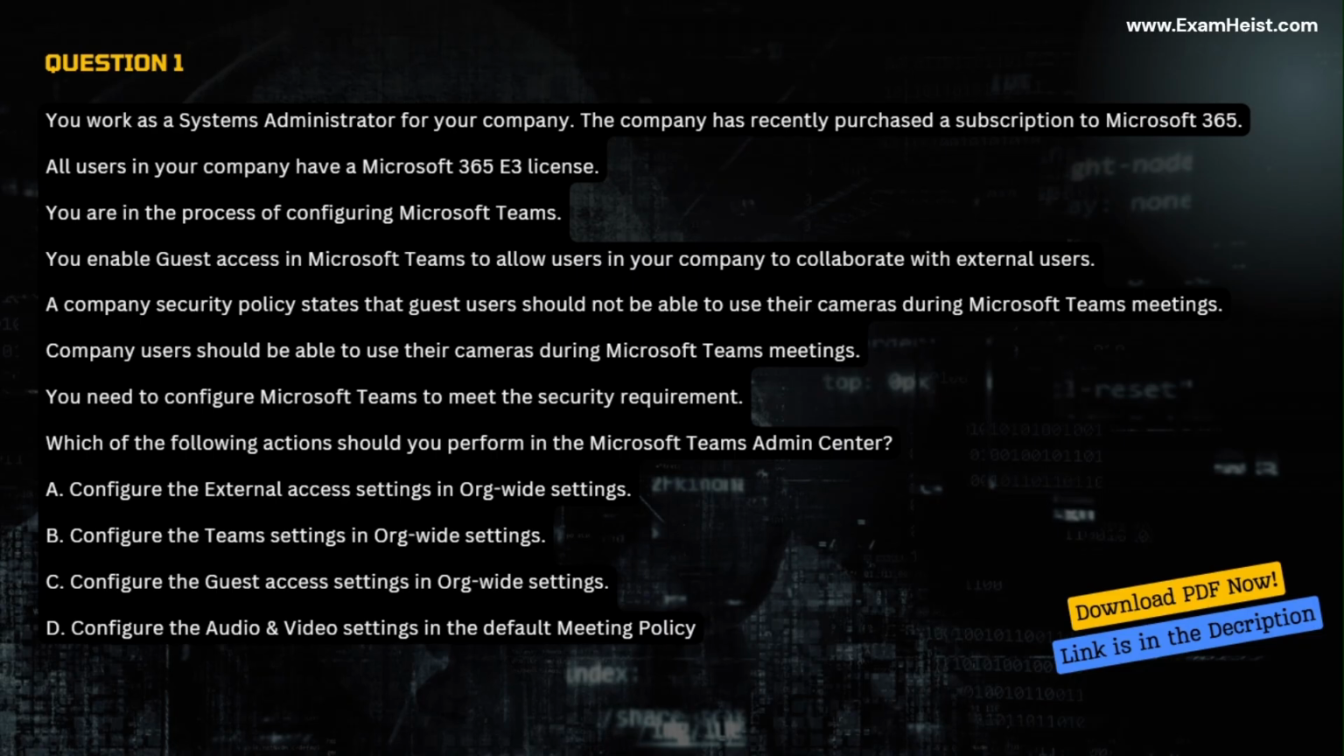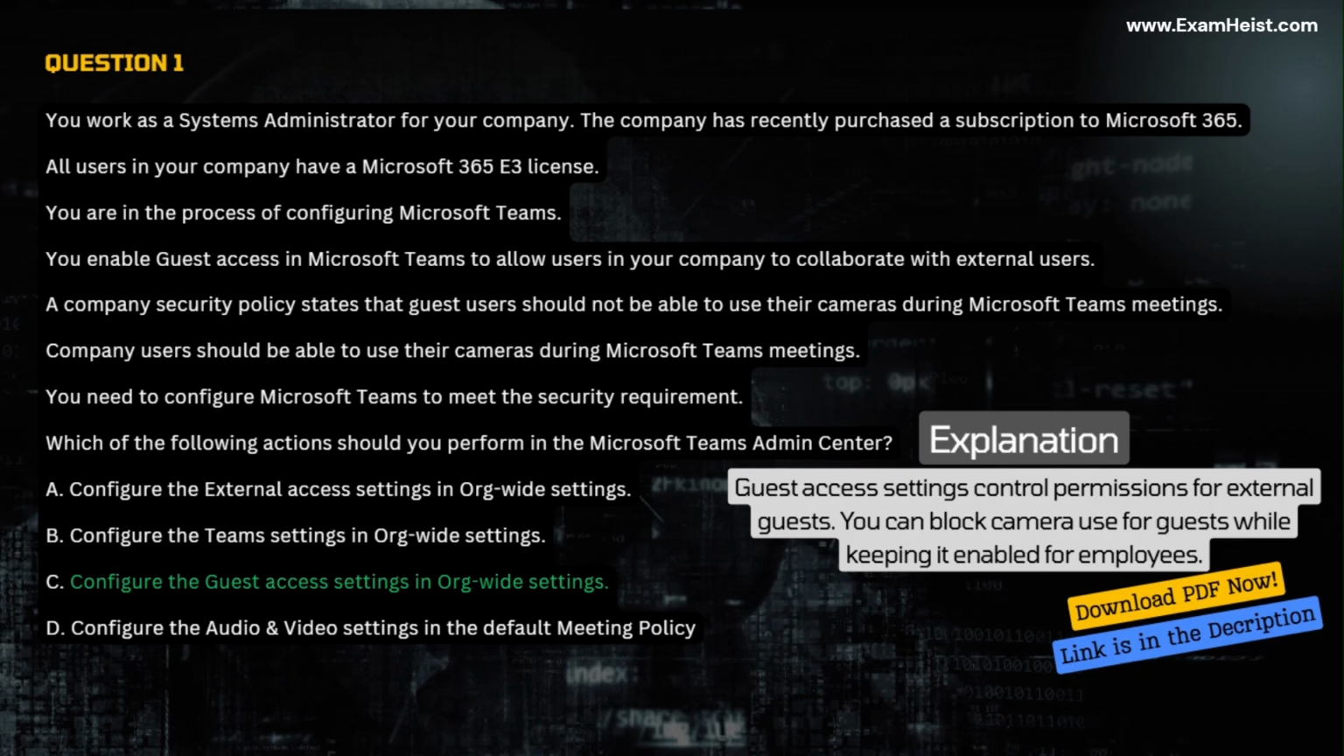Which of the following actions should you perform in the Microsoft Teams Admin Center? A. Configure the external access settings in org-wide settings. B. Configure the Teams settings in org-wide settings. C. Configure the guest access settings in org-wide settings. D. Configure the audio and video settings in the default meeting policy. Correct answer, C. Configure the guest access settings in org-wide settings. Explanation. Guest access settings control permissions for external guests. You can block camera use for guests while keeping it enabled for employees.